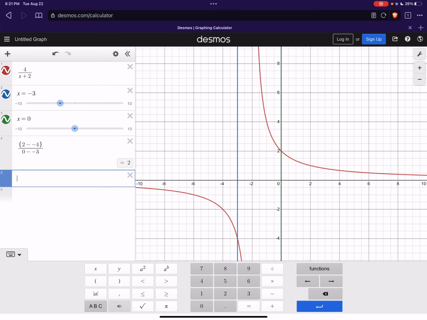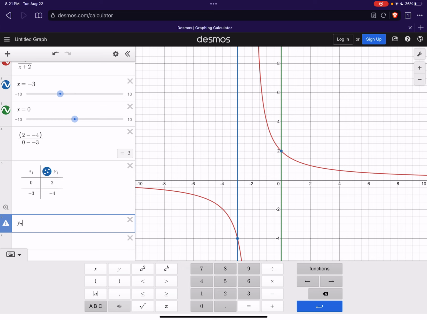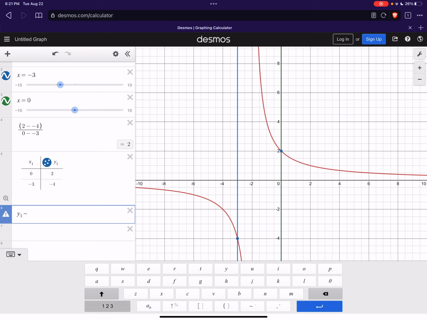Alright, the other thing we can do is hit the plus on the top left, table, and in x1 type in your x values. So 0 and -3. In y1 you type in your y values, 2 and -4, not 7. Alright, now, y1 tilde on. There we go. Tilde. It's the eyebrow key.